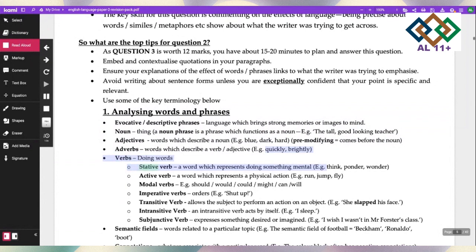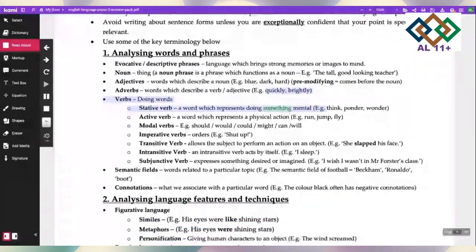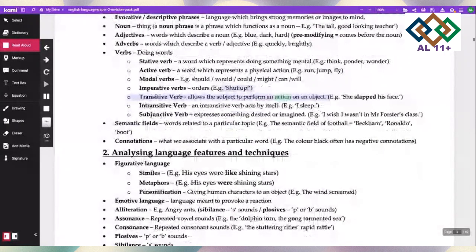Verbs: doing words. Stative verb: a word which represents doing something mental, e.g., think, ponder, wonder. Active verb: a word which represents a physical action, e.g., run, jump, fly. Modal verbs, e.g., should, would, could, might, can, will. Imperative verbs: orders, e.g., shut up. Transitive verb: allows the subject to perform an action on an object, e.g., she slapped his face. Intransitive verb: acts by itself, e.g., I sleep.